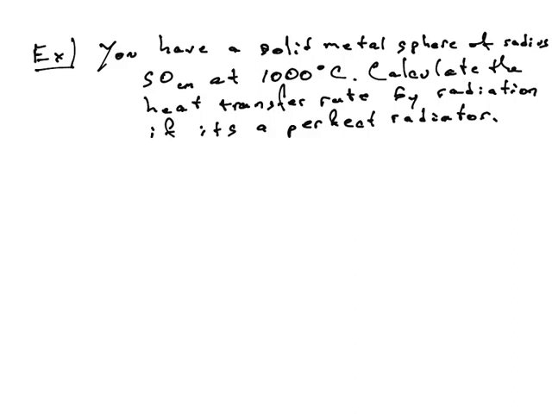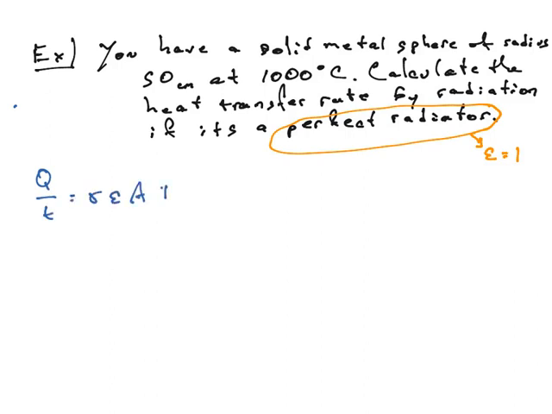First thing to note, what does perfect radiator mean? This means emissivity is 100%. It emits perfectly, so it emits at 100%. That's what emissivity means. Now, what do we do? Well, here we have a question about radiation. What's the equation? Heat transfer rate is equal to sigma epsilon A T to the fourth.